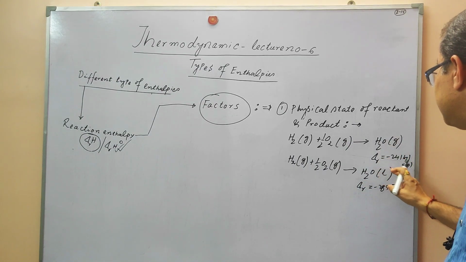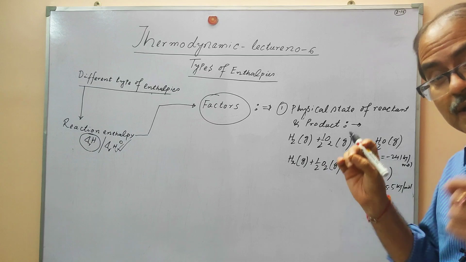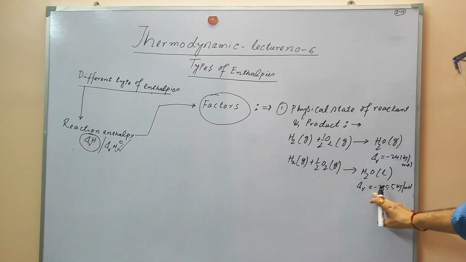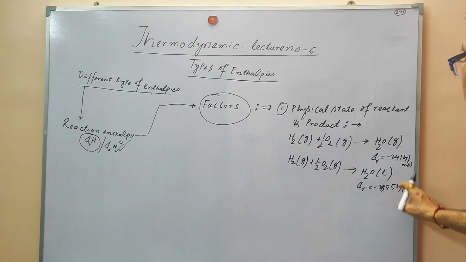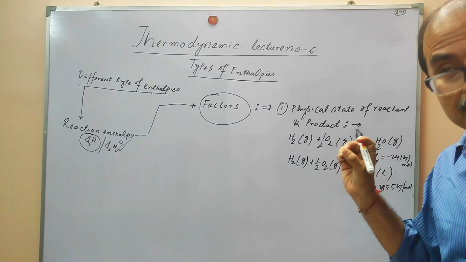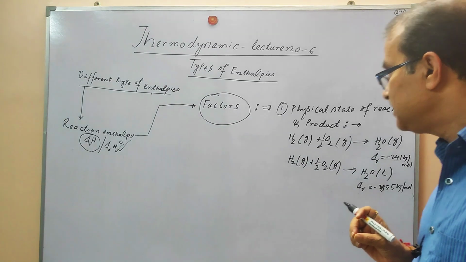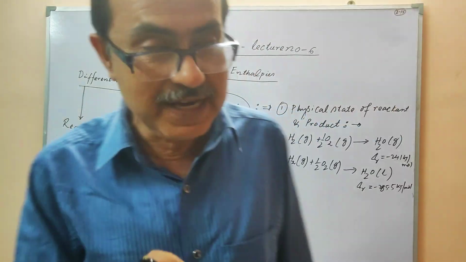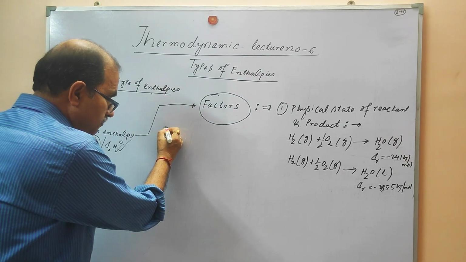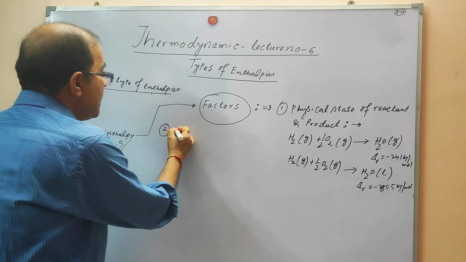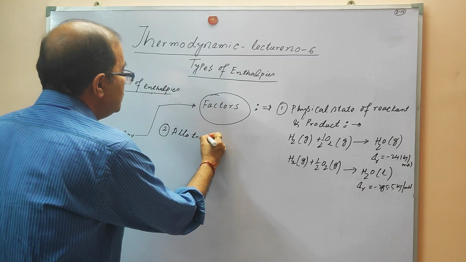Its enthalpy of reaction will be minus 241 kilojoule per mole, whereas when it is in liquid form, it will produce minus 285.5 kilojoule per mole, meaning the enthalpy of the reaction has changed. So the physical state of the reactants and products influences it. Number one. Number two, the allotropic modification.